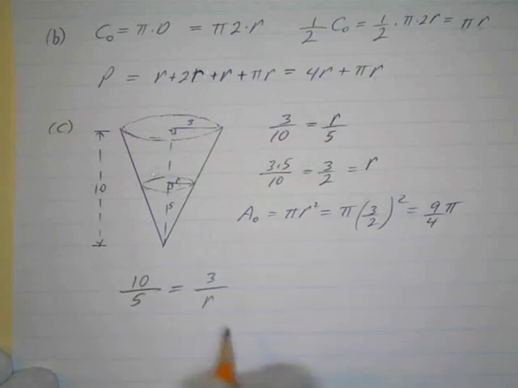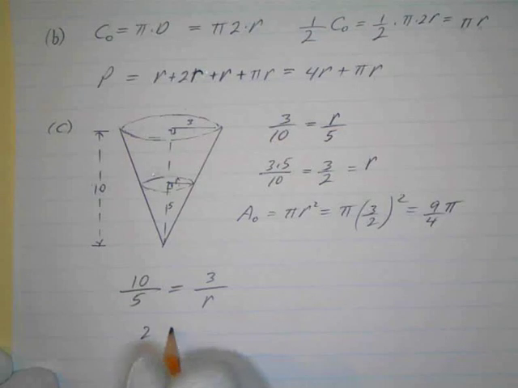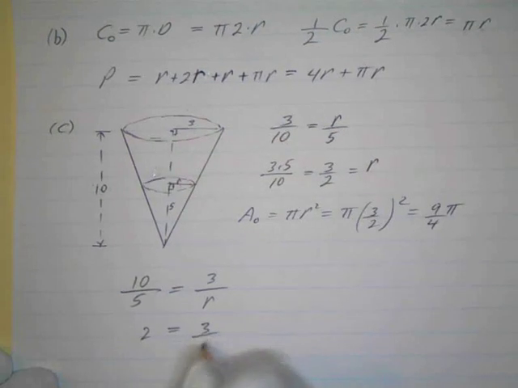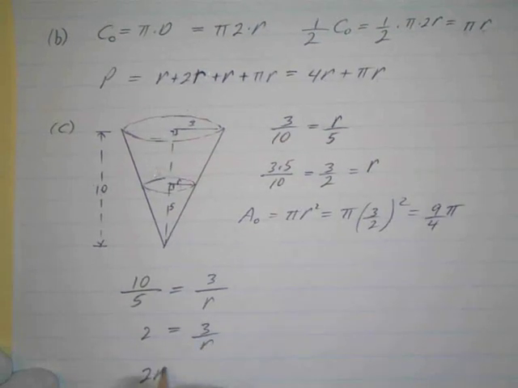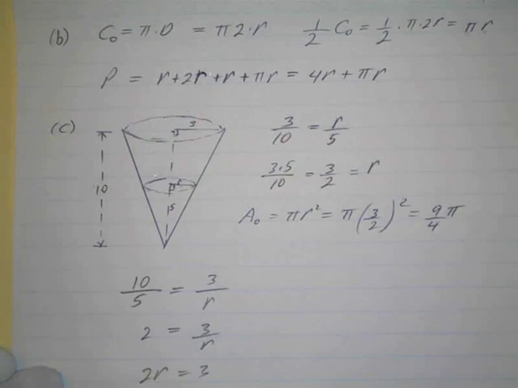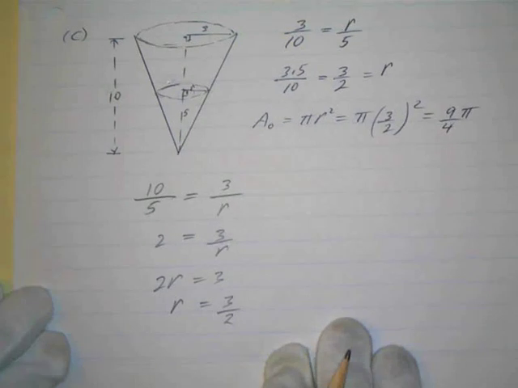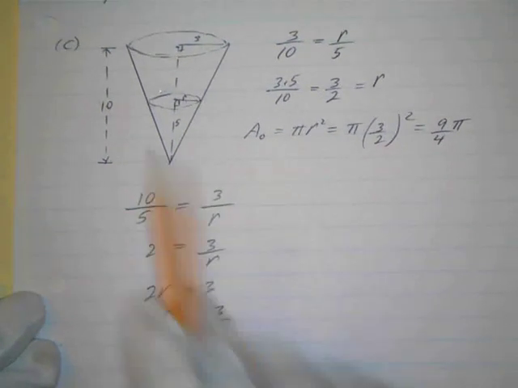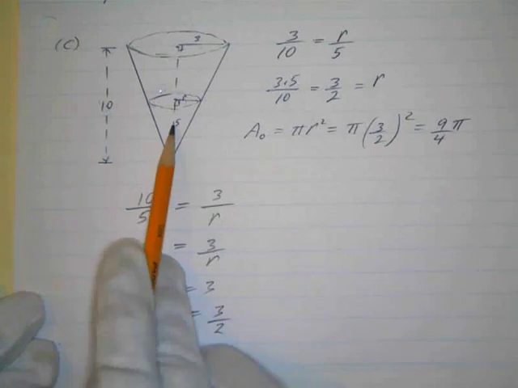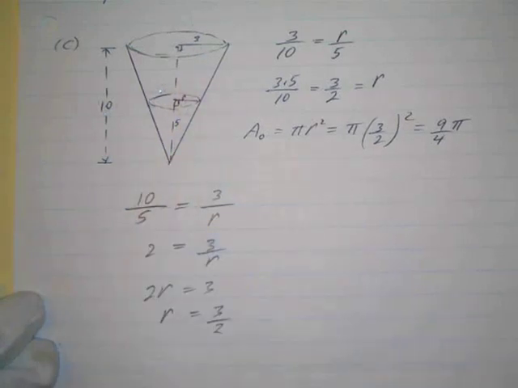And then if you cross multiply, this is just the same thing as 2 equals 3 over r. And then you would have 2r equals 3, so r equals 3 over 2. That might be probably a little bit more straightforward. Okay, so it'd be large side to short side, large side to short side.